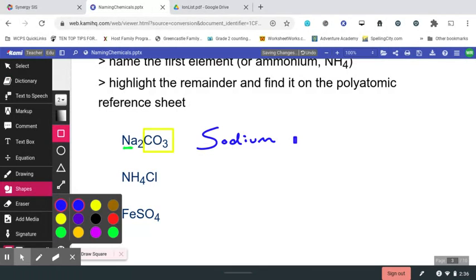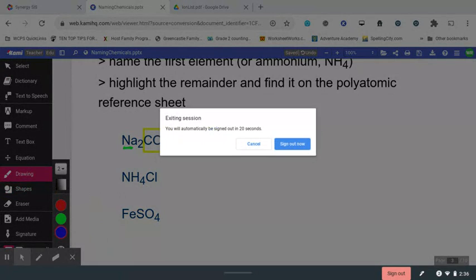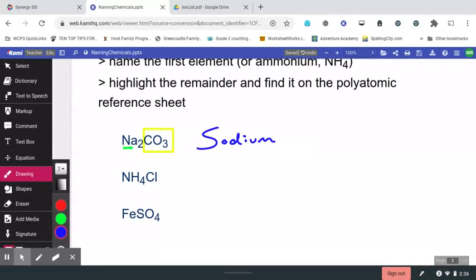So it's going to be sodium carbonate. And you're done.